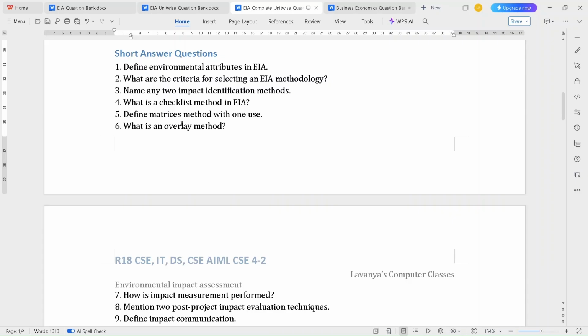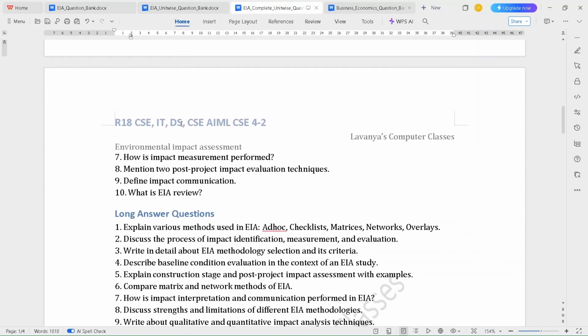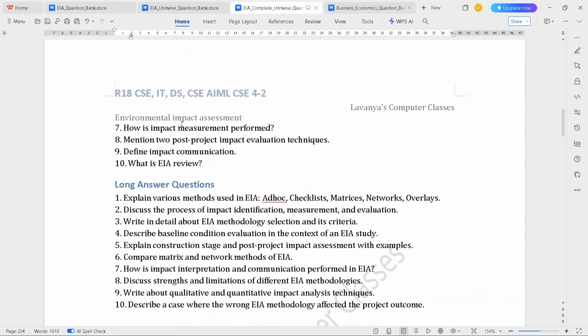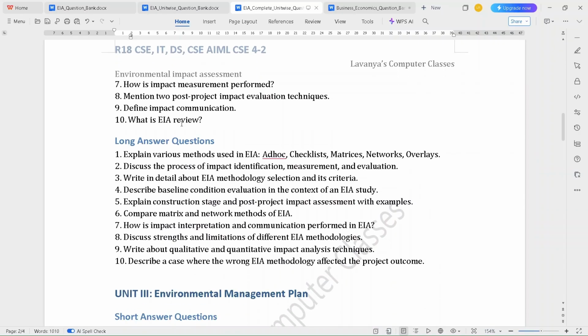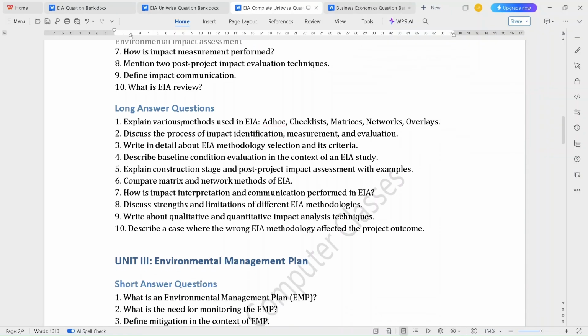What is an overlay method? How is impact measurement performed? Mention two post-project impact evaluation techniques. Define impact communication. What is EIA review?